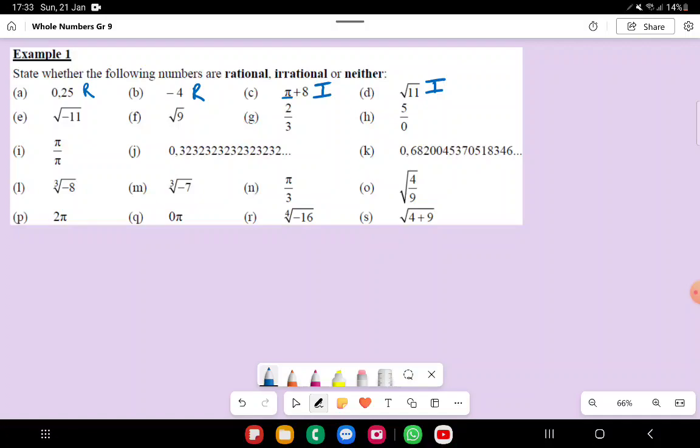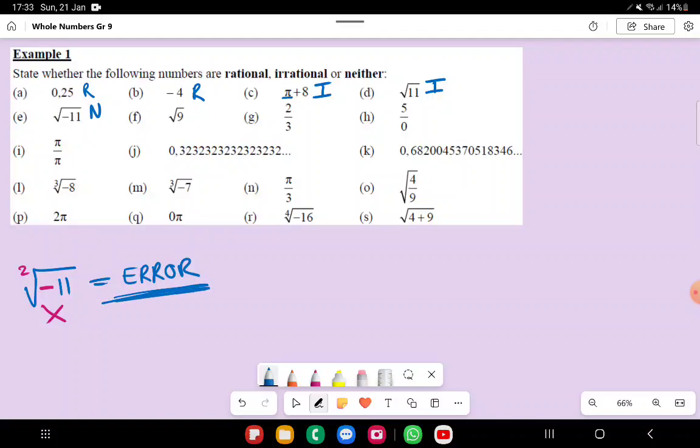Question E, the square root of -11. When you put this into the calculator, you are going to get an error message. The reason for this is you cannot square root a negative number. That's not possible. That gives us an error message. Therefore, this is not rational or irrational. It is neither. This is actually an imaginary number. Every time you get an error message on your calculator, it is an imaginary number.